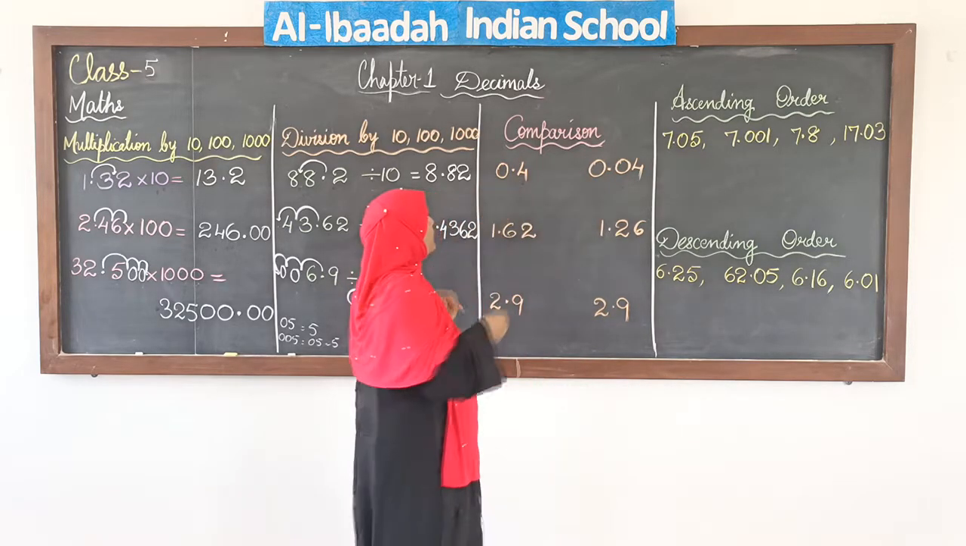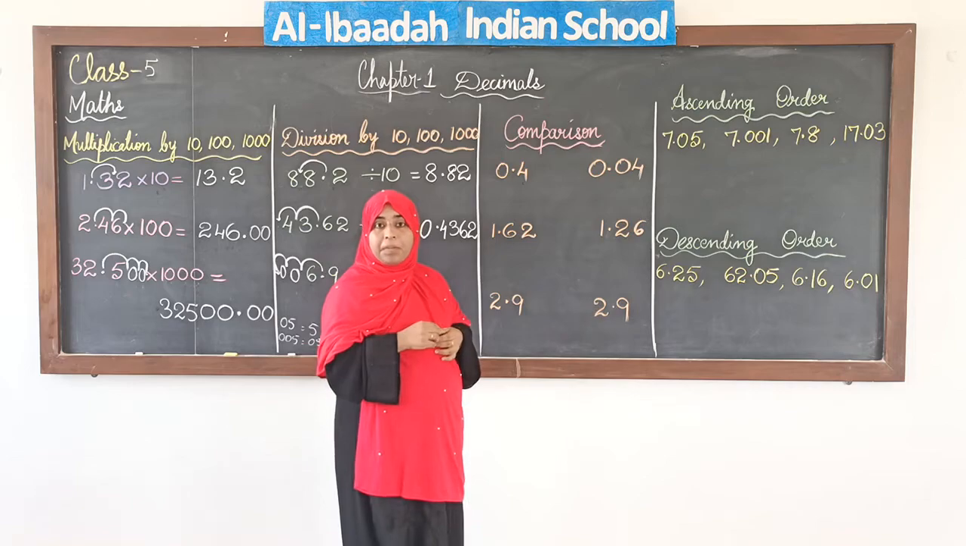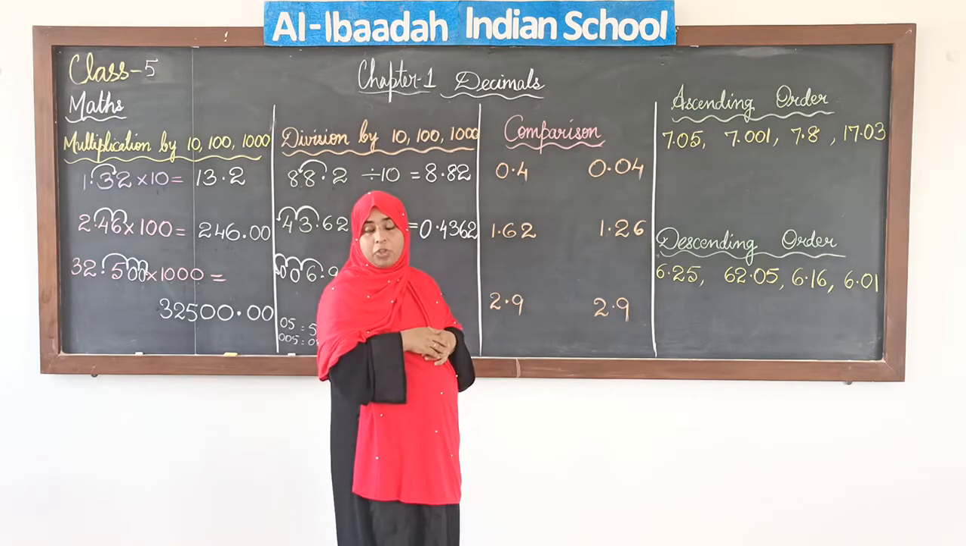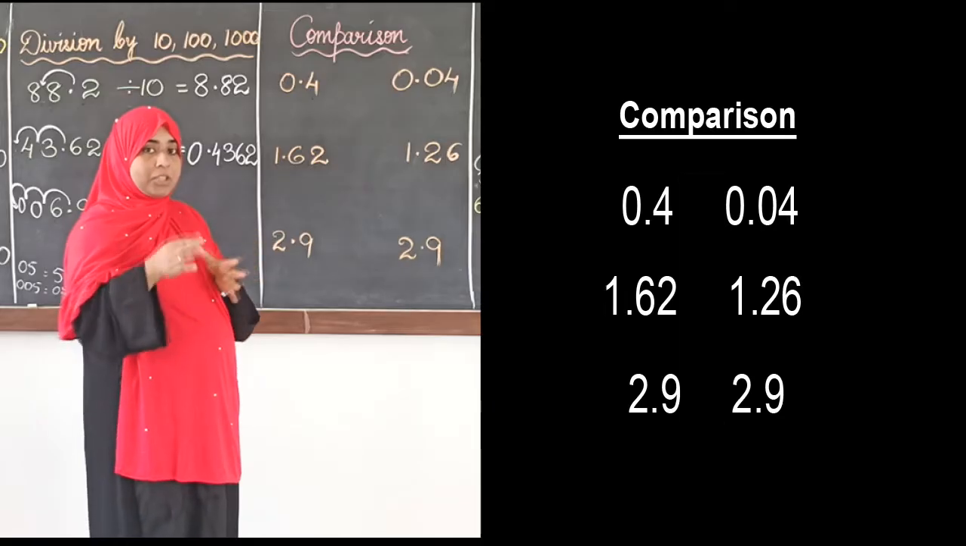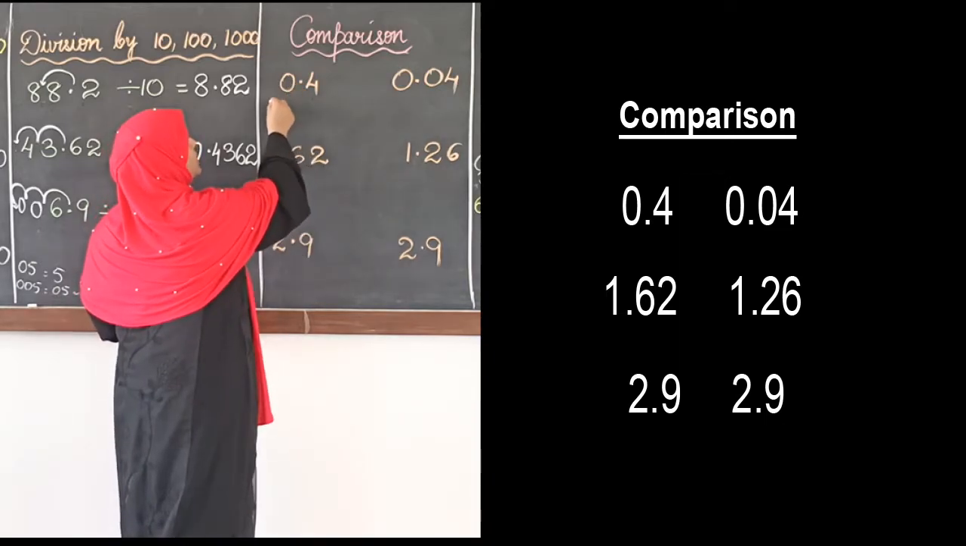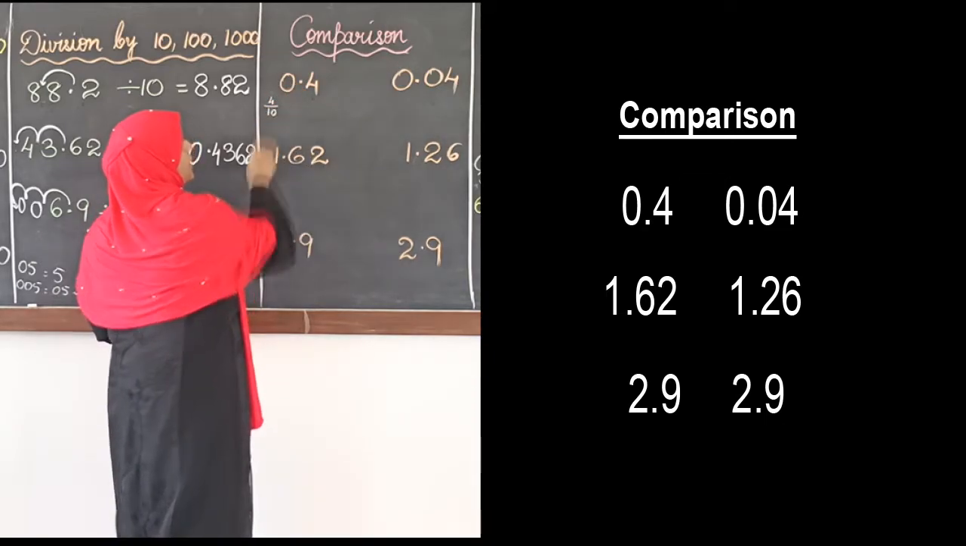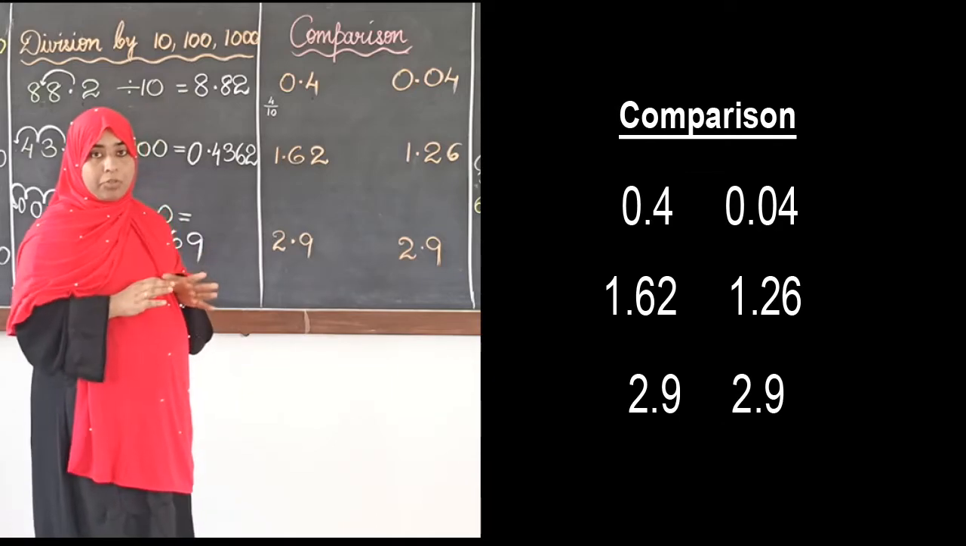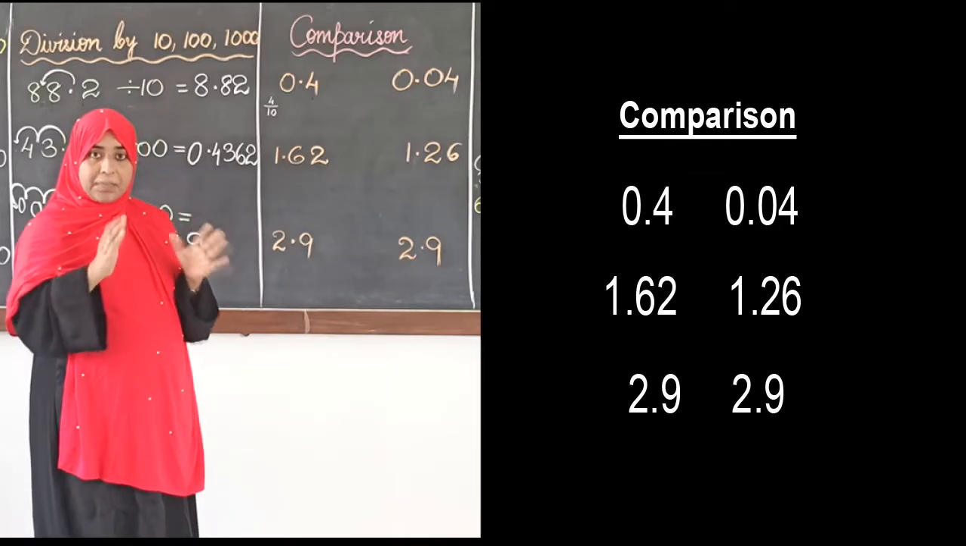Now here, 4 means, if you remember, in our previous video we had done the place values of the fractional parts. So 4 means it is 4 out of 10, right? 4 means 4 out of 10. That means 10 parts are made.